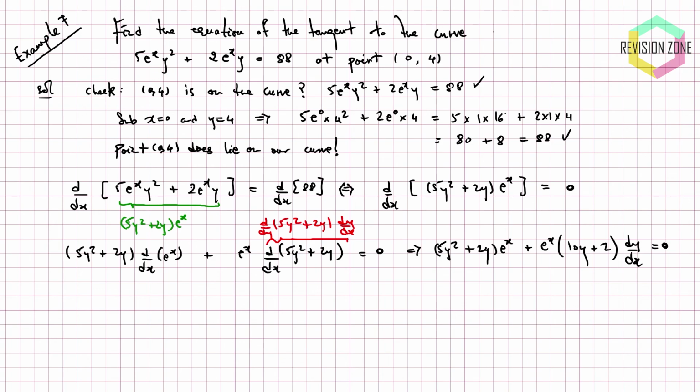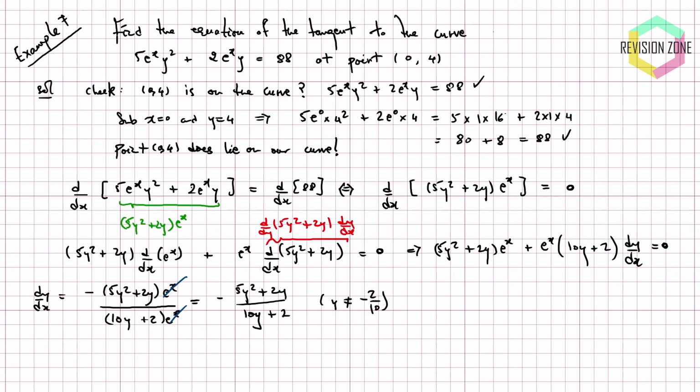So we come back here and say dy by dx is actually equal to minus 5y squared plus 2y times by e to the x. And the whole thing is over 10y plus 2 times by e to the x. And because the e to the x is actually always positive, it's never 0, we can actually cancel out the e to the x. So we can just do that here. So what we actually end up with is minus 5y squared plus 2y over 10y plus 2. And of course, this derivative is only valid for y is not equal to minus 2 over 10.